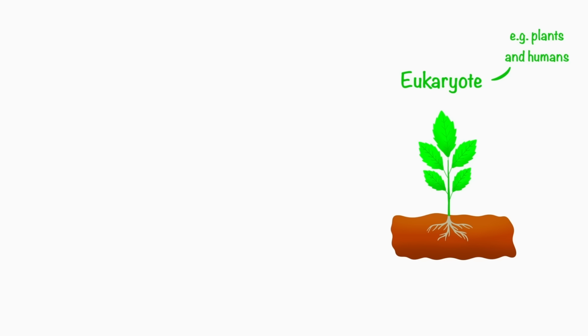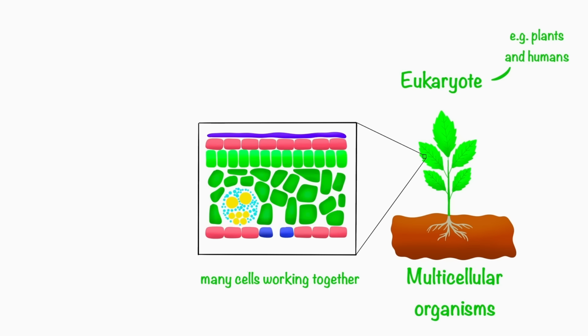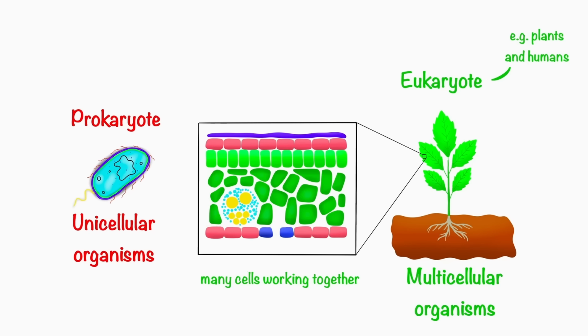Another key difference is that the vast majority of eukaryotes are multicellular. A multicellular organism is an organism in which many cells are working together to make up the organism, whereas prokaryotes, such as bacteria, are classed as microorganisms. A single cell is the entire organism.